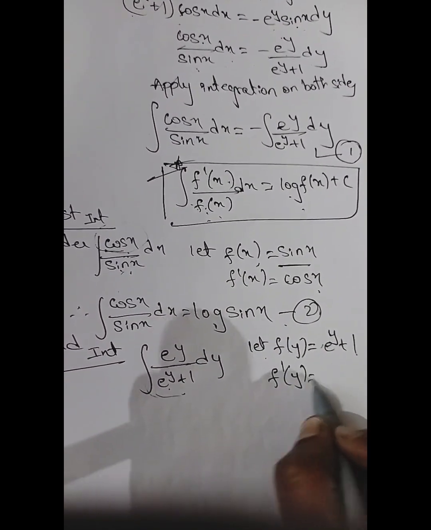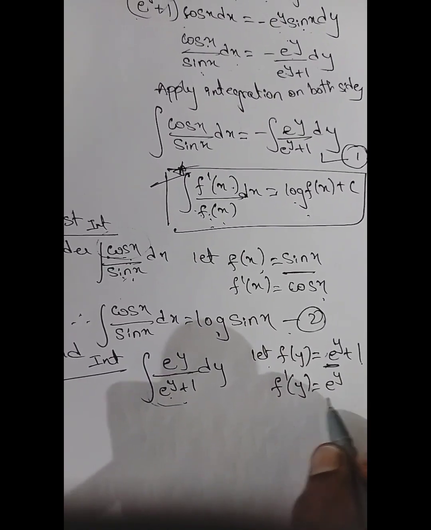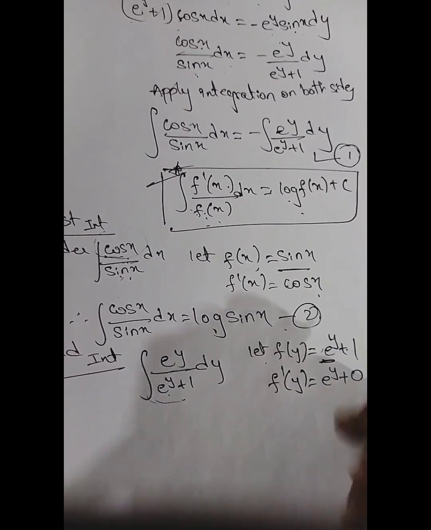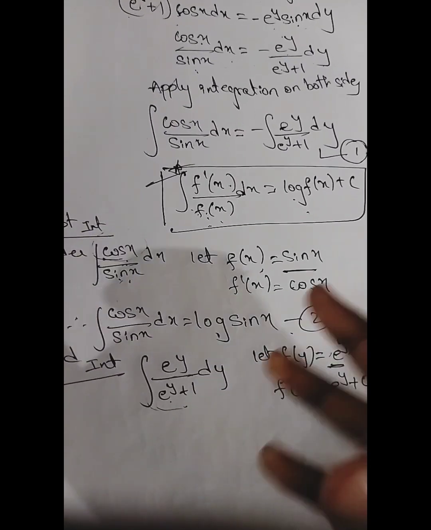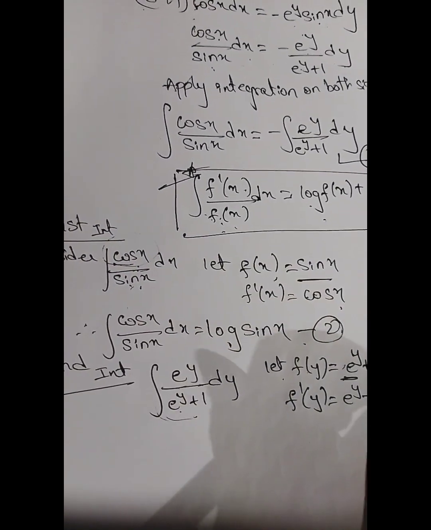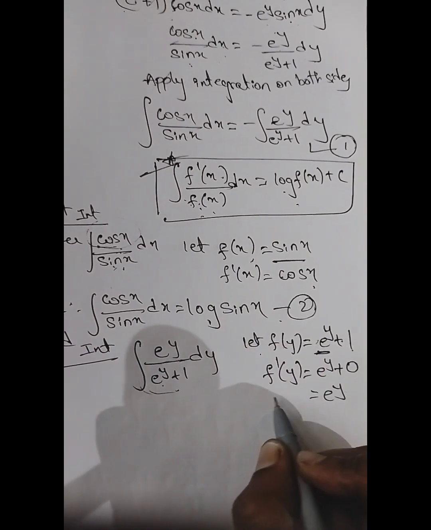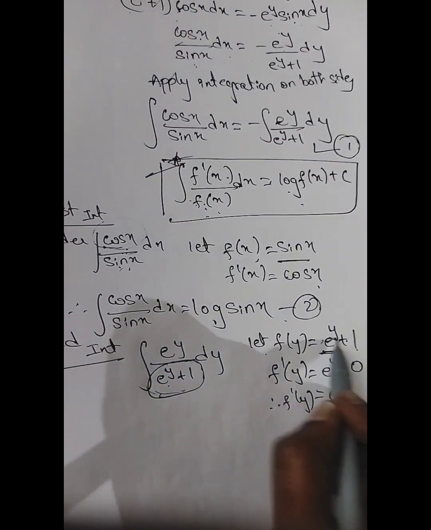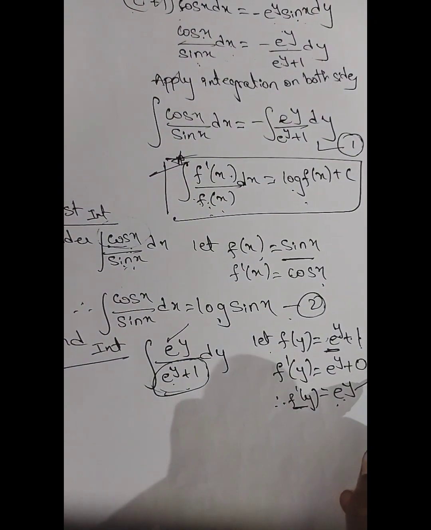f dash of y equal to the derivative of e power y, which is again e power y, since we know that the derivative of e power x is e power x only, plus what is the derivative of a constant? It is 0. Whether we have 1000, 100, lakhs, whatever the number, if we have only a number or any constant a, b, c, you can directly replace it with 0 in terms of differentiation. So our f dash of y is e power y. Our f of y is e power y plus 1, and f dash of y we got as e power y. So this term is f dash of y.